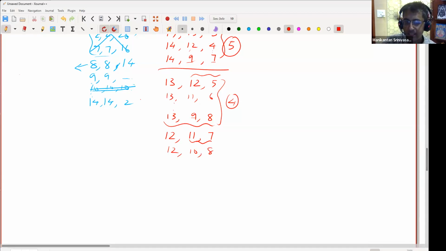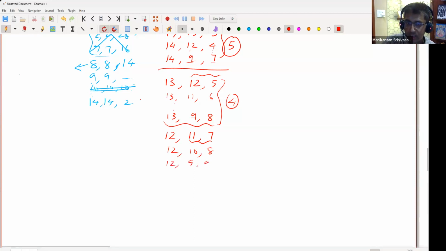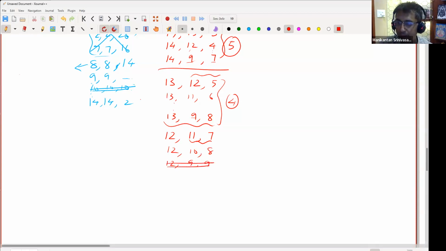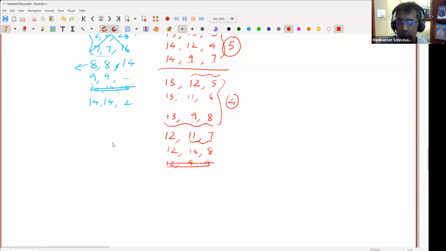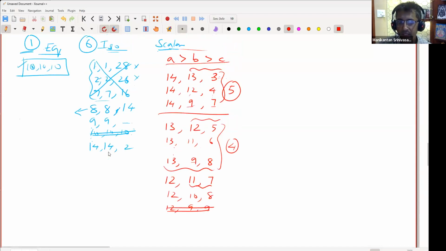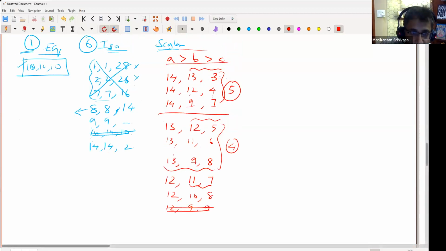Okay. So 12, 11, 7, 12, 10, 8, 12, 9, 9 is not to be included because we want B to be greater than C. That's already counted in the isosceles series. The 12, 9, 9 is already counted in the isosceles series. It was sitting somewhere here. This 12, 9, 9, the same as 12, 12, 9, 9, right?